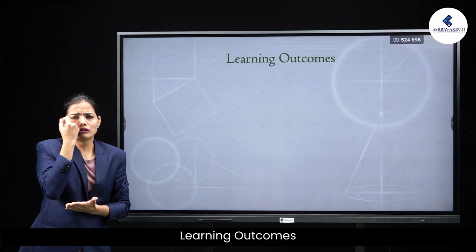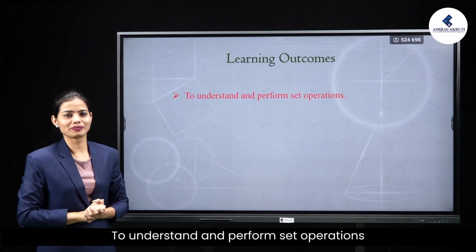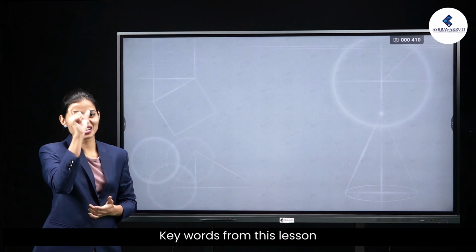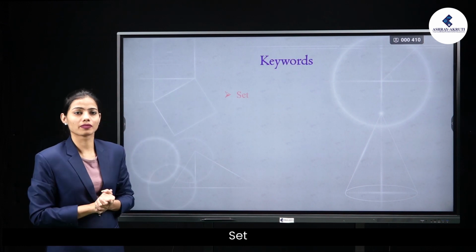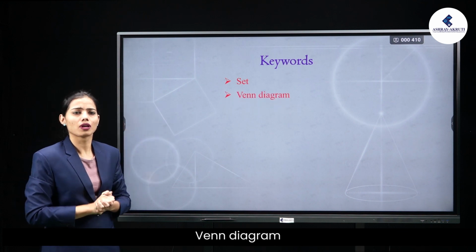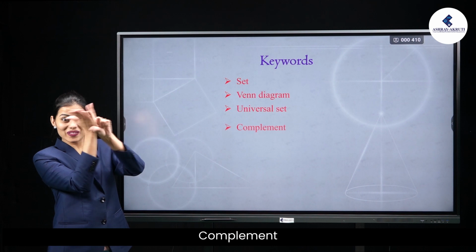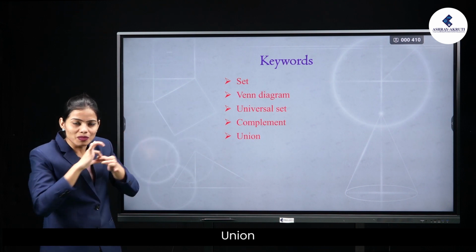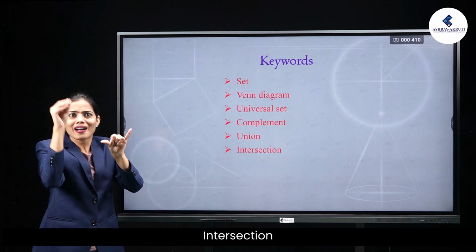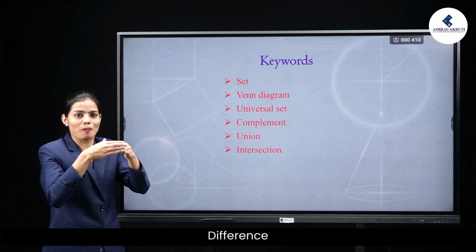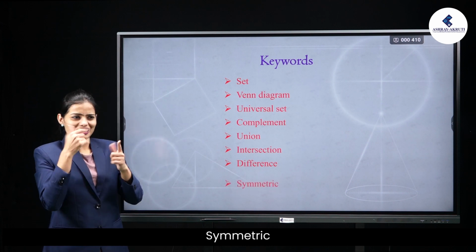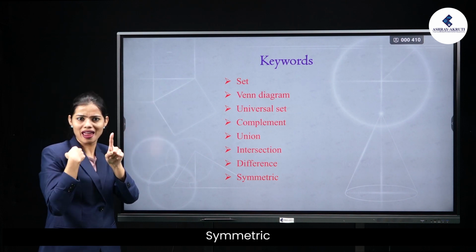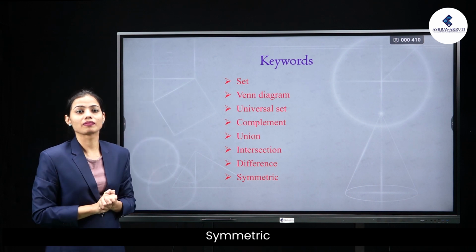Learning outcomes: to understand and perform set operations, and to apply set operations in the Venn diagram. Keywords from this lesson: set, Venn diagram, universal set, complement, union, intersection, difference, symmetric, disjoint.